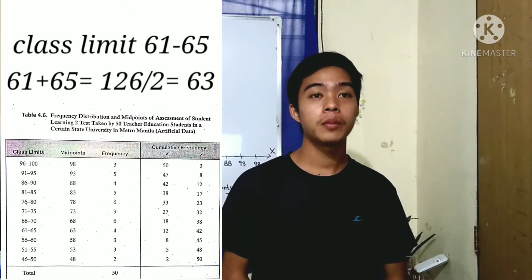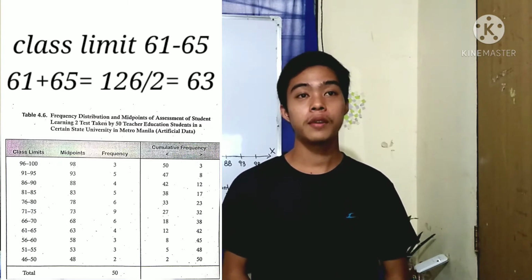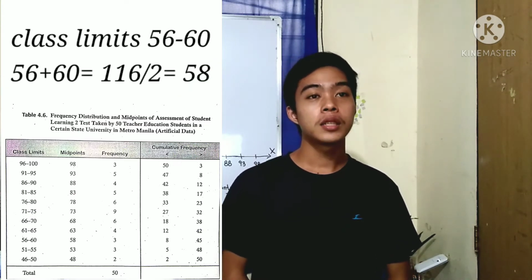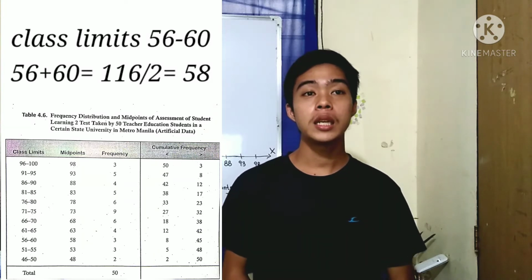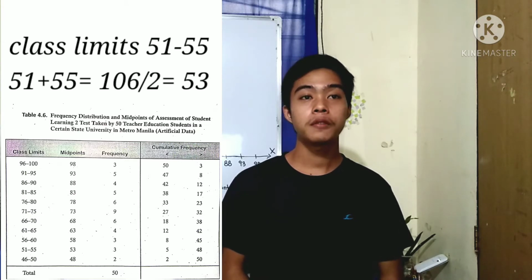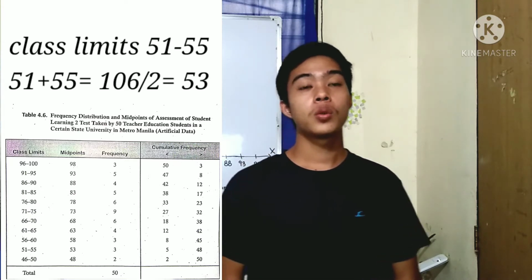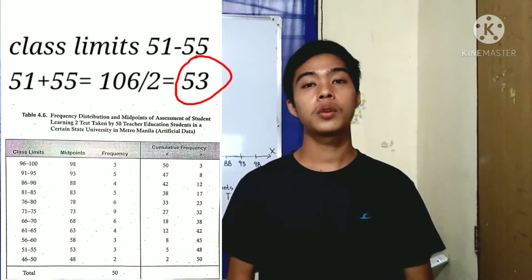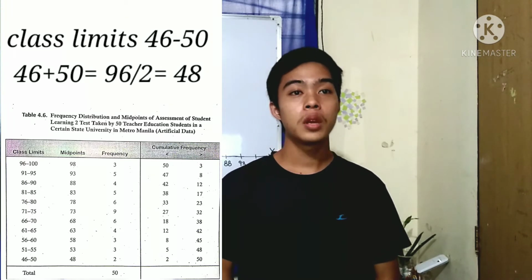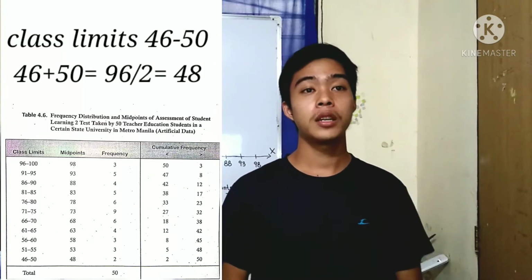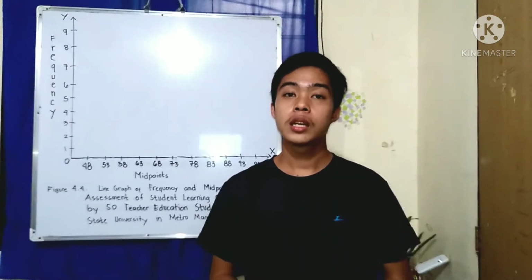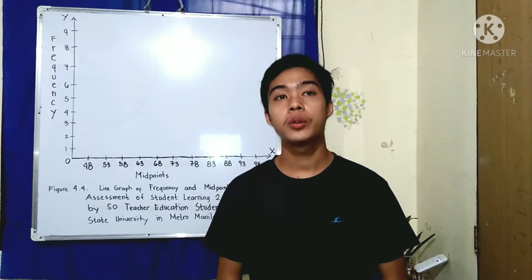61 plus 65 equals 126, divided by 2, 63. 56 plus 60 is equal to 116, divided by 2 is 58. 51 plus 55 is equal to 106, divided by 2 is equal to 53. 46 plus 50 is equal to 96, divided by 2 is equal to 48. So that is how we get our midpoints.